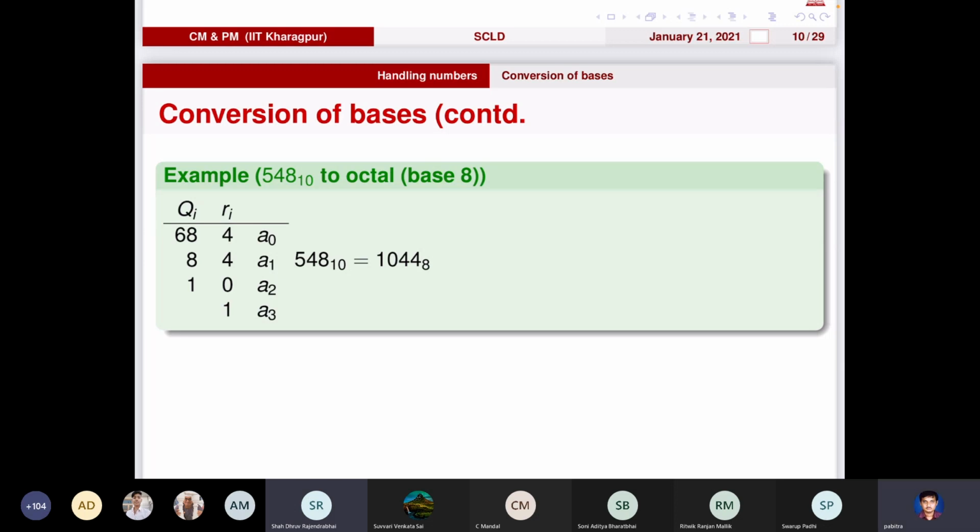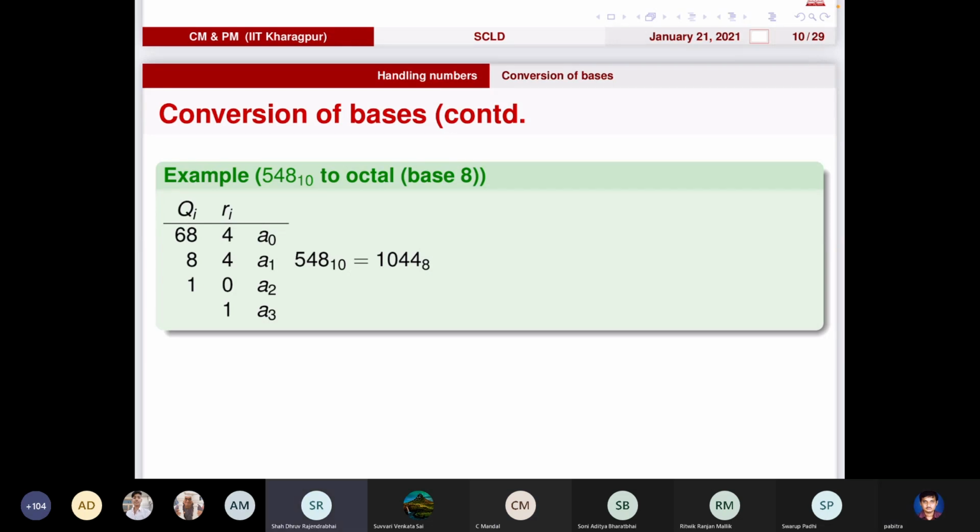Sir, if the 548 was in base 12, so what will we do then? Okay. In that case, you can just evaluate the thing in base 12 arithmetic.